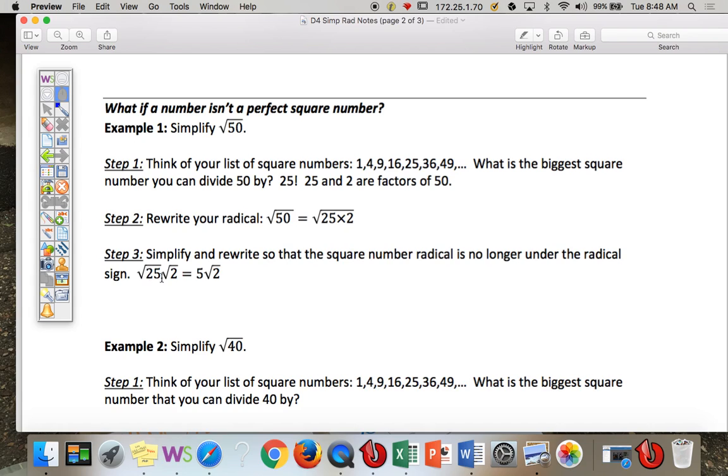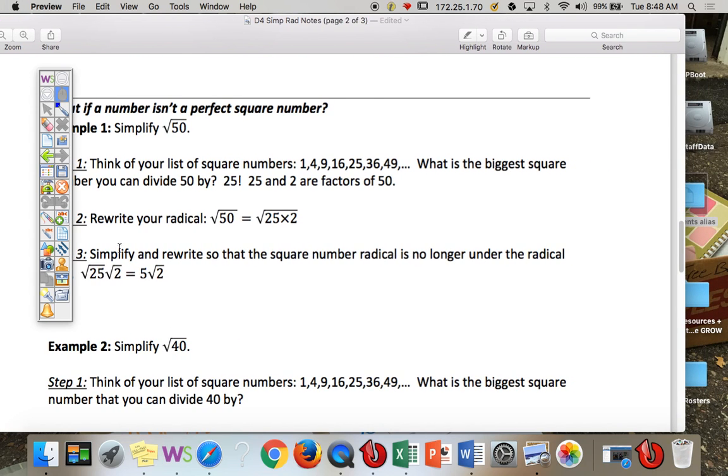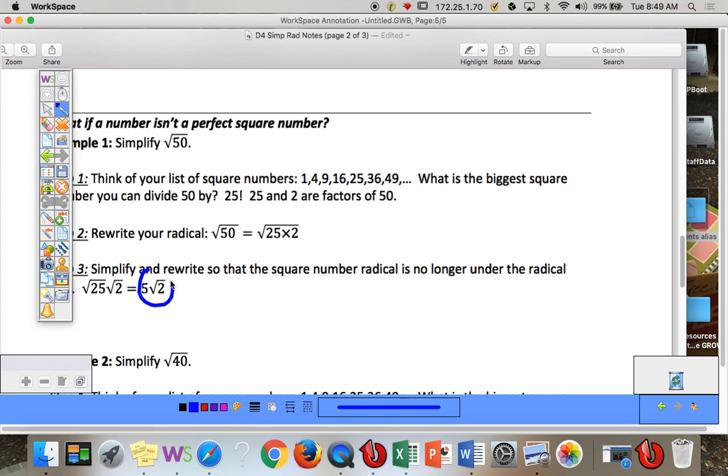So we're going to split this into the square root of 25 times the square root of 2, which becomes 5 square root of 2. All right, and that would be the simplified radical. So you're pulling out the biggest square number. One part will still be under the square root sign, but we don't write it as a decimal.